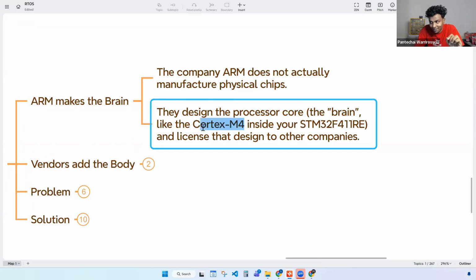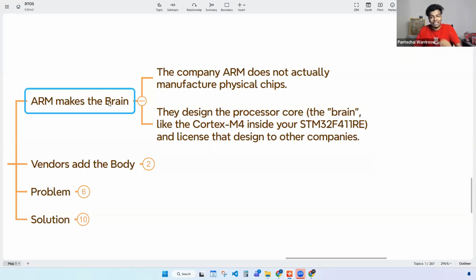Cortex M4. Inside this STM32F411RE chip, there is a core processor, ARM Cortex M4 or ARM7. That is the core processor designed by the ARM company, and they do the licensing to other companies. Guys, are you all clear about what ARM company will do? ARM company makes the brain, like the Cortex M4's brain, ARM7's brain, ARM9's brain.